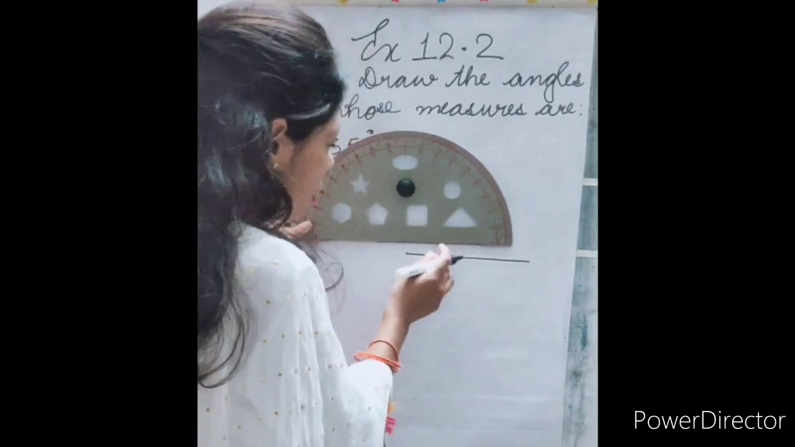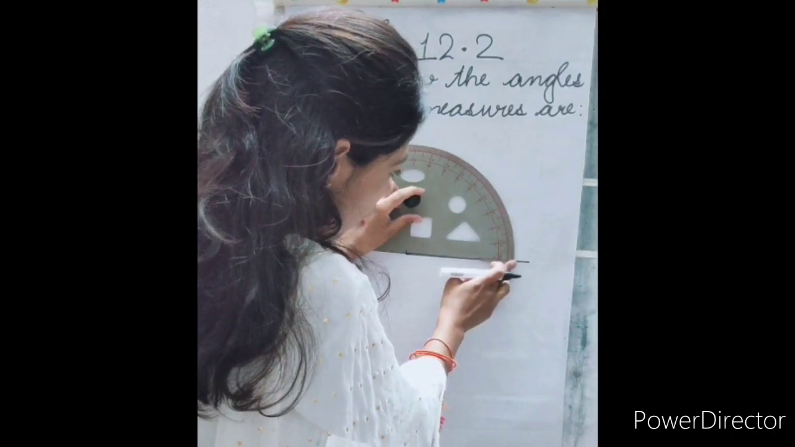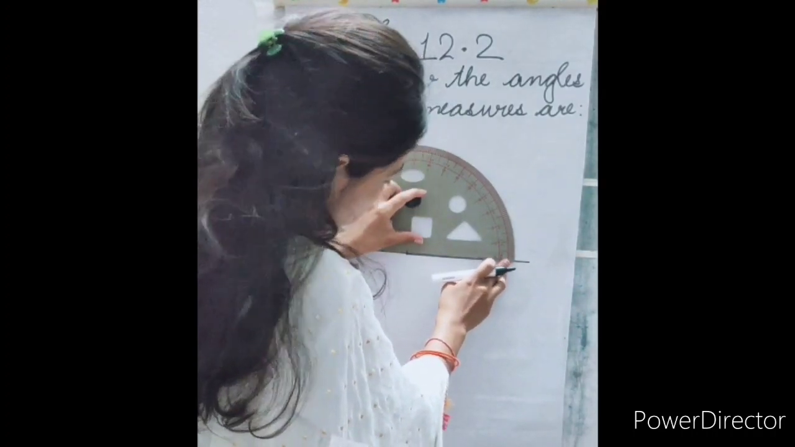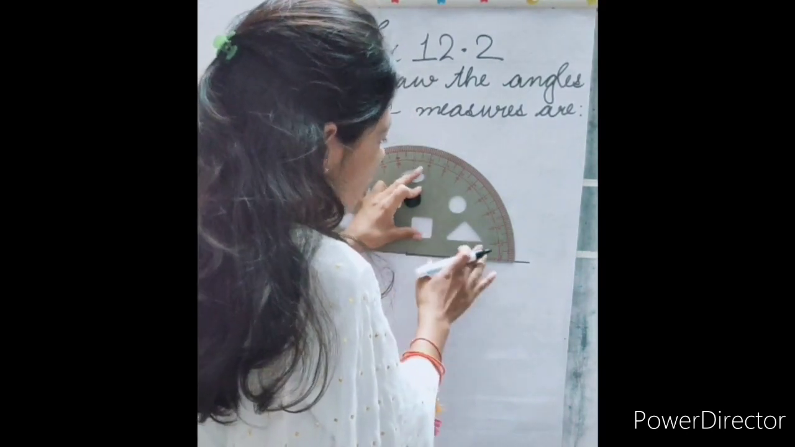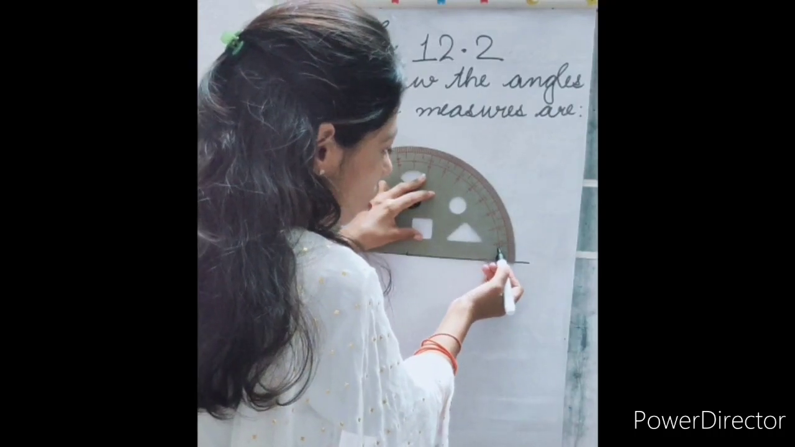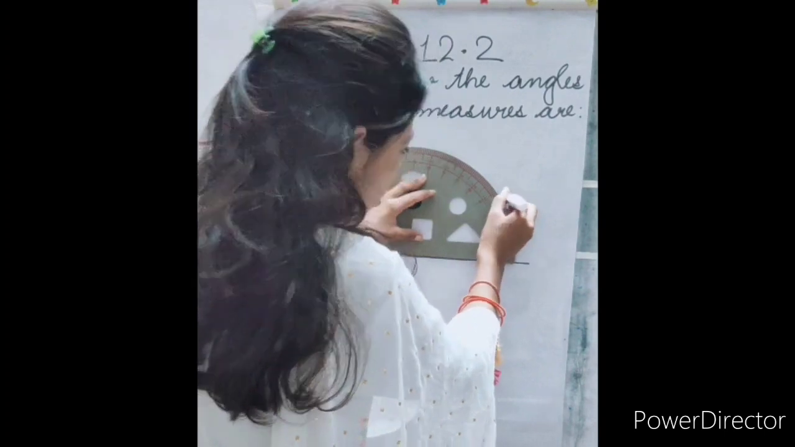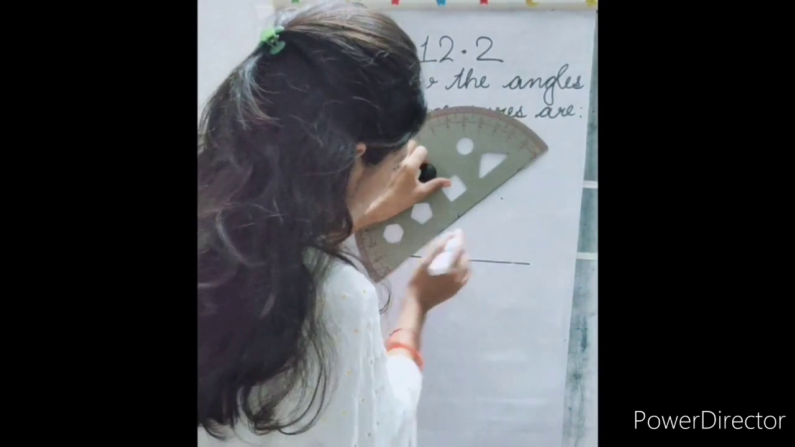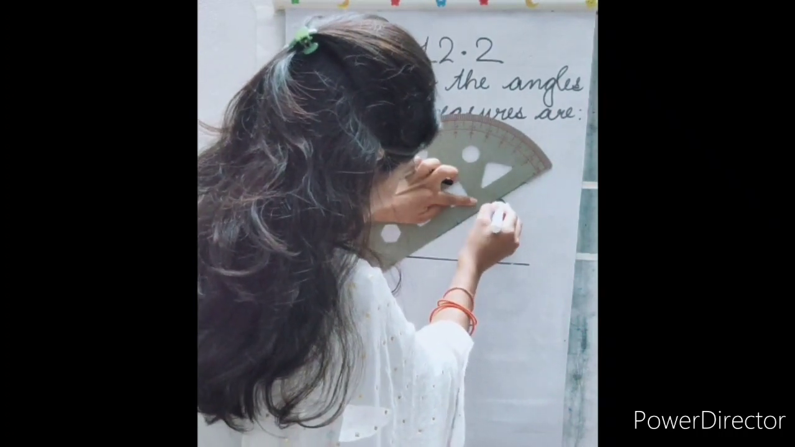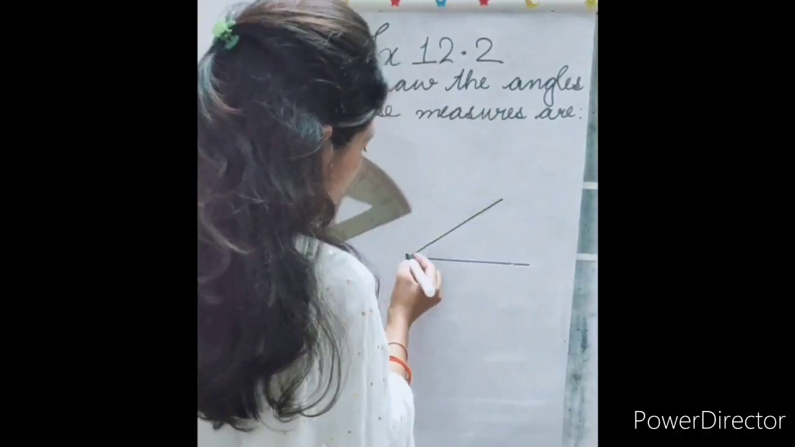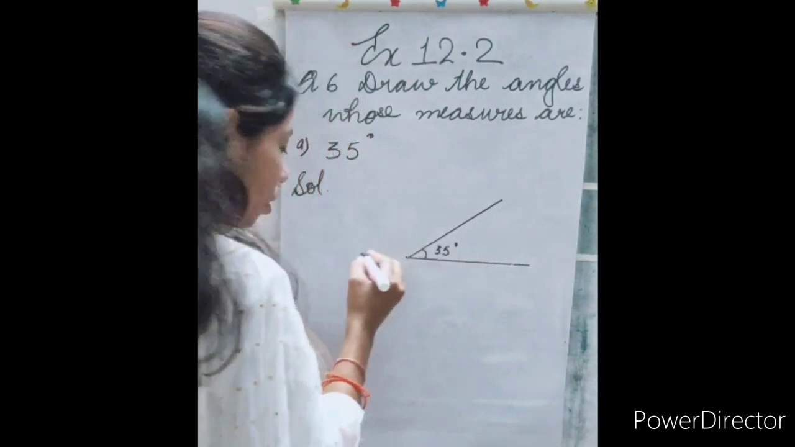It is the vertex of your angle. Place this 0 on your line and then the point of 90 degree at your vertex. Now start, 10, 20, 30, 35. Here it is 35. Now what I will do, from this point I'll draw a line up to the vertex. So the angle formed here is 35 degree.